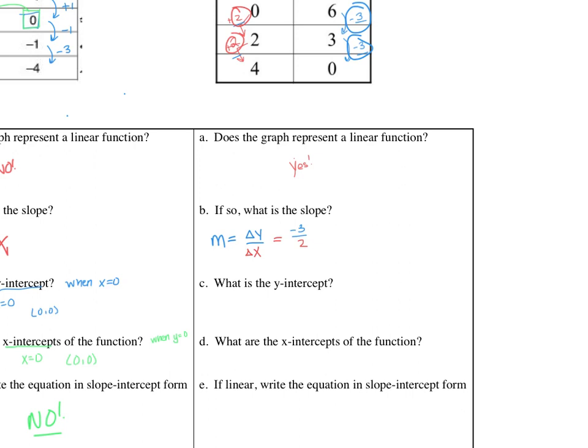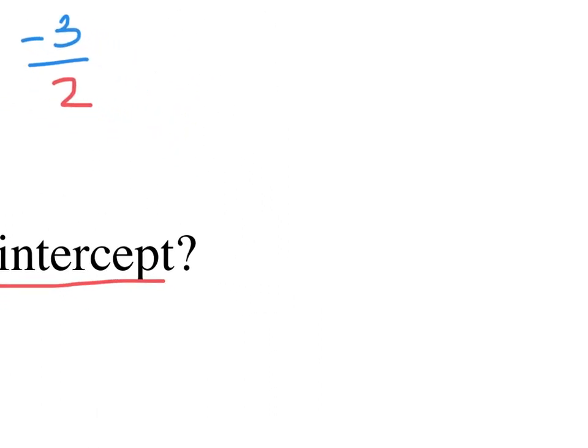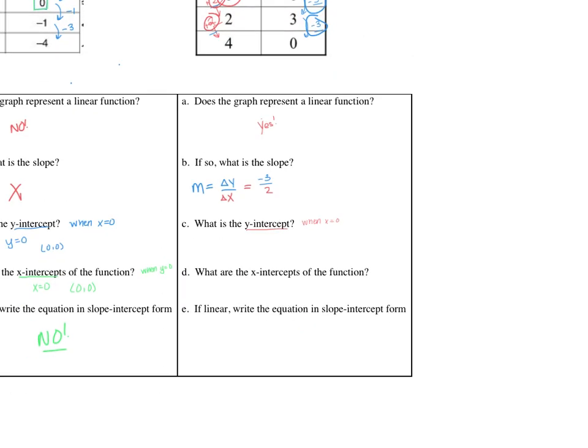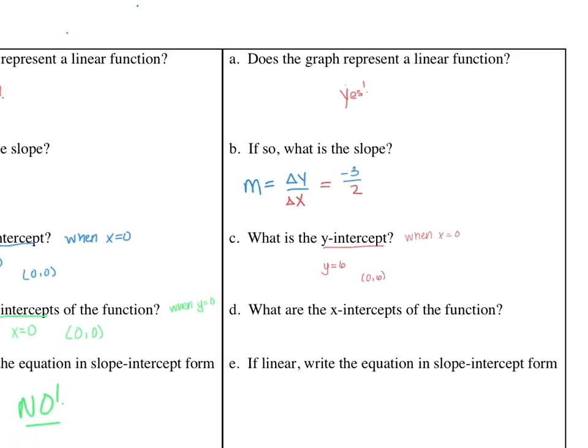Part C, what is the y-intercept? Whenever I get this question, I always underline it. And I write down, well, it's when x equals 0. So when I go to my table of values, I look to see where x is 0. Well, x is 0 right here. And when I plug in 0 for x, I get a 6. So what I'm saying is my y-intercept is 6. So I can just write down y equals 6. Or you can write it as an ordered pair as (0, 6). And that's your final answer.